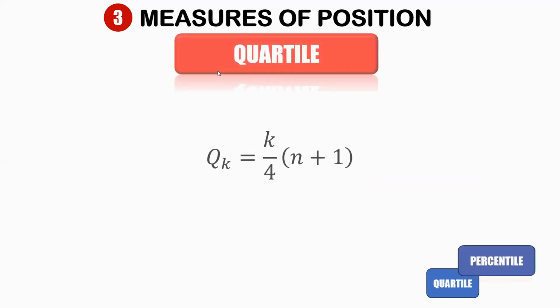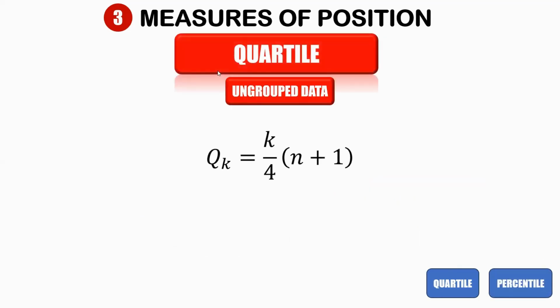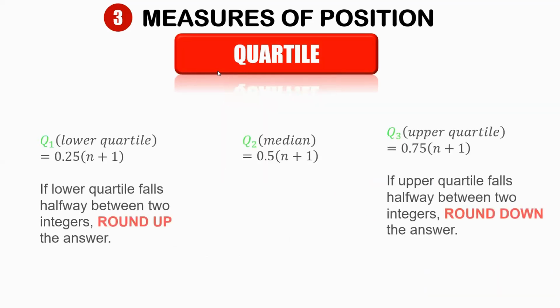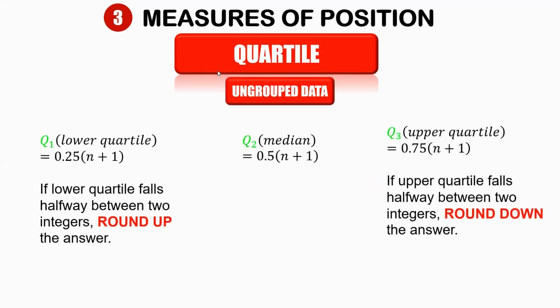In terms of our formula for ungrouped data, for the quartile, Q sub k is equal to k over 4 multiplied by n plus 1. As you can see right now, we have the ungrouped data simplified form for the first quartile, second quartile, and third quartile. When calculating quartiles, specifically the first and third quartile, there may be cases where you end up with a non-integer position or rank.